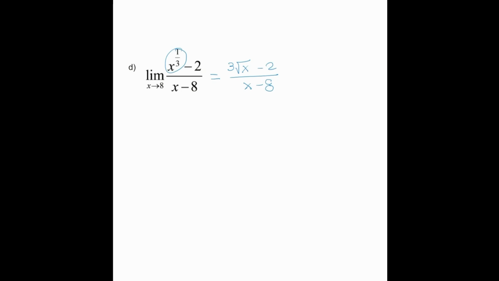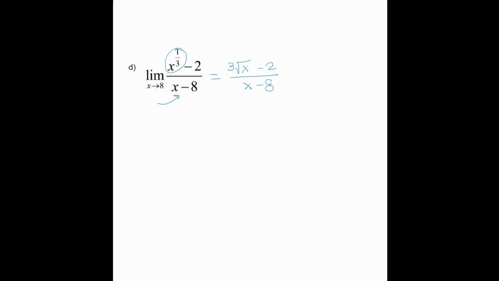We need to find some way to cancel the factors or get the x minus 8 out of the denominator, because if I do direct substitution right now, I'm going to end up with 0 on the bottom, and we don't want that. So how do we deal with this? Well, I want you to recall the difference of cubes. So we're going to use that idea of the difference of cubes to try and get that x minus 8 out of the bottom.